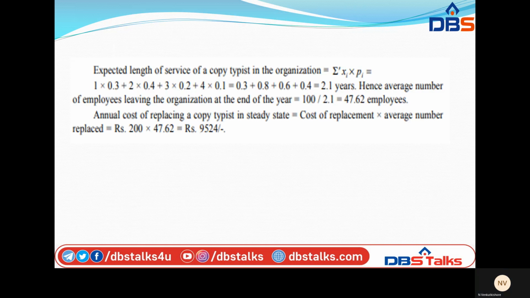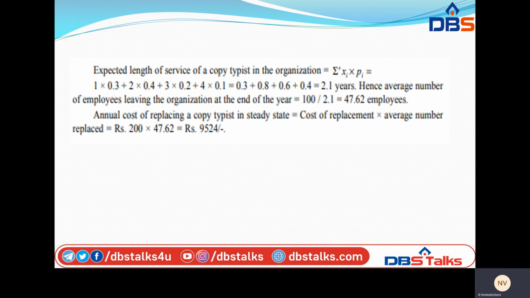Then the expected length of service of a copy typist in the organization is the sum of xi into pi, that is 1 into 0.3 plus 2 into 0.4 plus 3 into 0.2. These are already given in the question itself. Then 4 into 0.1. But what about the fifth year? From the fifth year it is 0. So 5 into 0 plus 6 into 0 and so on. Calculating these, it is approximately 2.1 years.